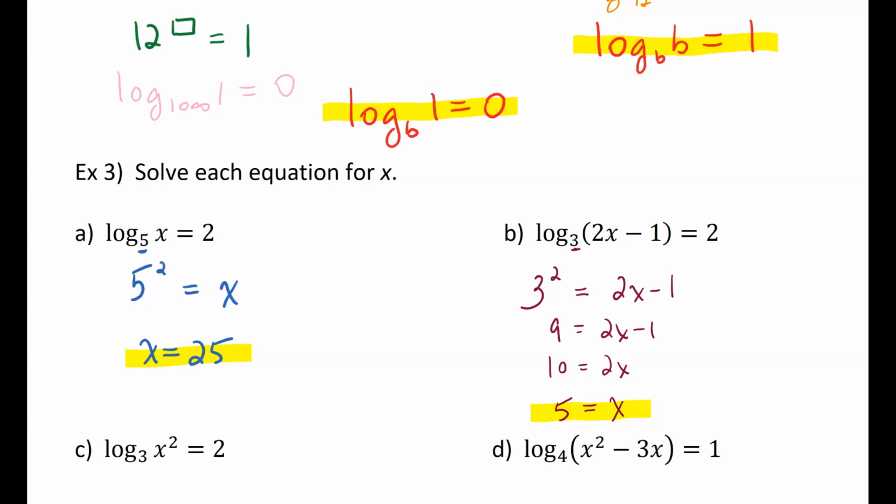Alrighty. So if we do a quick check, we're going to get log base 3 of 5 times 2 is 10 minus 1 is 9. And is that indeed equal to 2? It is. Okay.